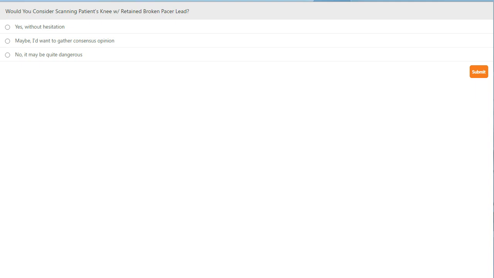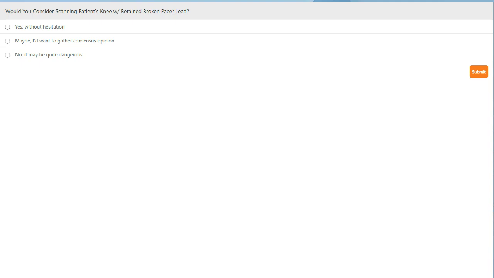So, knee study of a patient with a fractured abandoned pacer lead. Pick the bubble on the left that most closely corresponds with the answer you would give. Hit the submit button, and we will move on in 3, 2, 1.